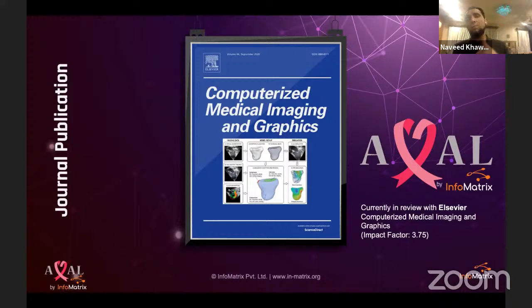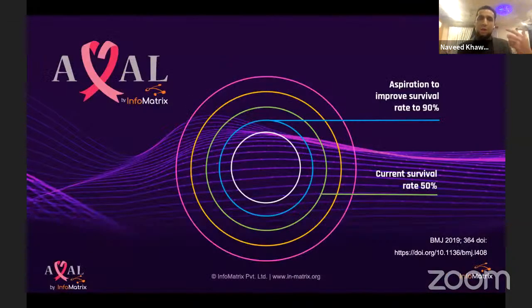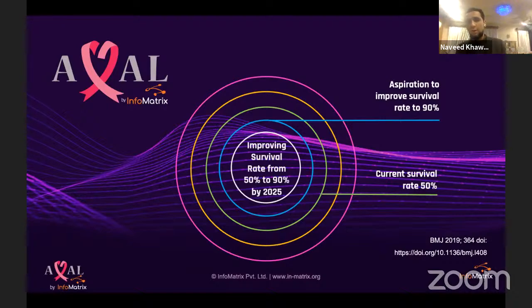The current accuracy rate in Pakistan by the histopathologists is around 50%. That means half of the time they are misdiagnosing you. Our algorithm is quite unique and very advanced, and it's quite accurate right now. We presented to the president of Pakistan, the Minister of Science and Technology, and all others. And we defined their aim. We said, okay, we're going to improve the survival rate from 50% to 90% by 2025. Now, this is the breast cancer survival rate in Pakistan.